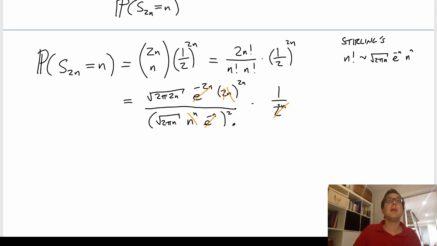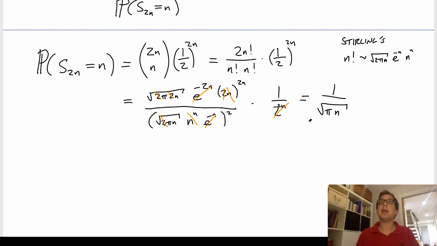What I'm left with is a 2 squared, which is going to cancel out with this 2 squared, square rooted. Then I'm left with the square root of pi n divided by the square root of pi n, squared. So the only thing that survives out of all of this is the square root of pi times n. Sort of magically, the only thing that survives for the middle is something of the order of 1 over square root of n.